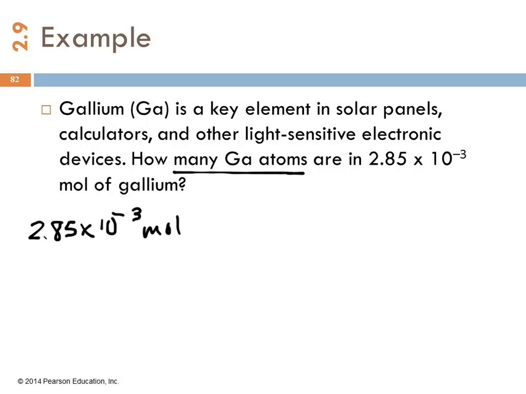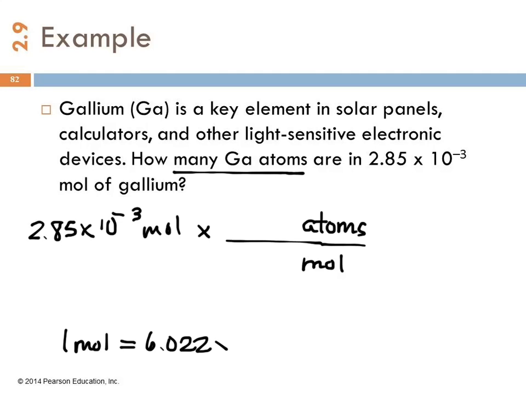Mole is like a dozen. A dozen is a particular number of objects. A mole is a particular number of objects. And so we're going to have atoms on top and moles on the bottom, because we have this relationship that 1 mole equals Avogadro's number of anything. Here we're talking about atoms. So we've got a mole, we want to know how many atoms. We're going to say 1 mole is 6.022 times 10 to the 23rd atoms.